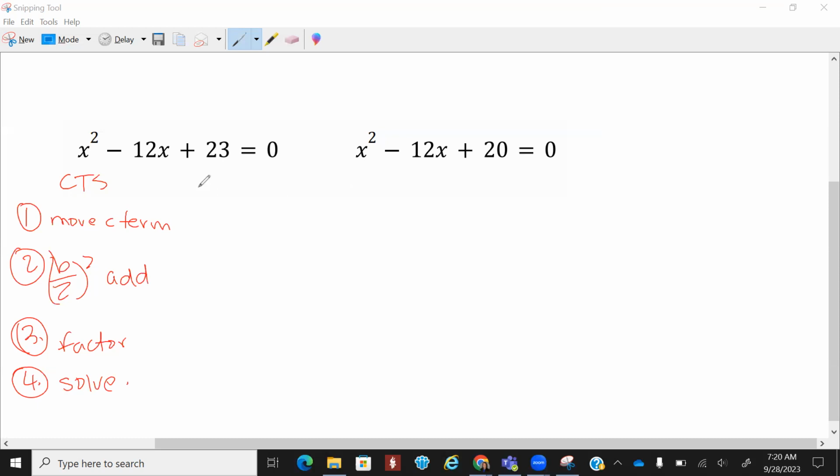So what's our C term in this one? 23. So we're going to subtract it and move it to the other side. So that's going to give us x squared minus 12x plus blank equals negative 23 plus blank. The reason why I put those blanks there is to remind myself, hey, I'm going to add something to both sides. Everybody okay so far?